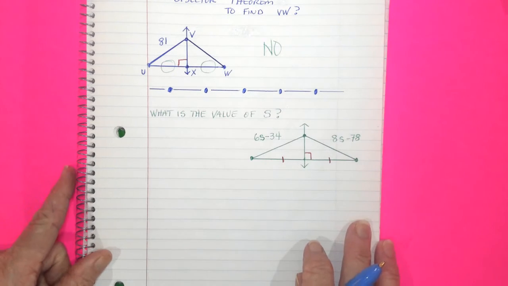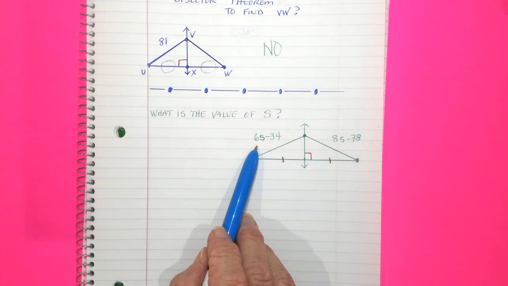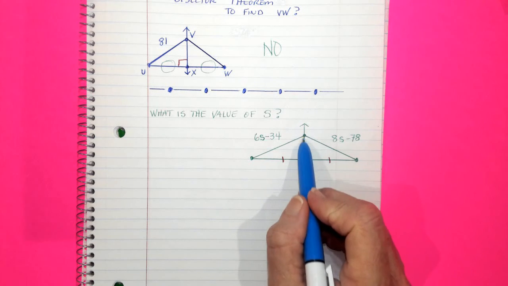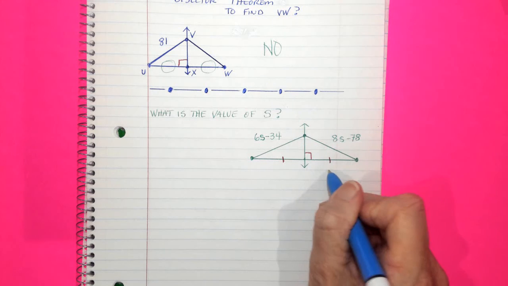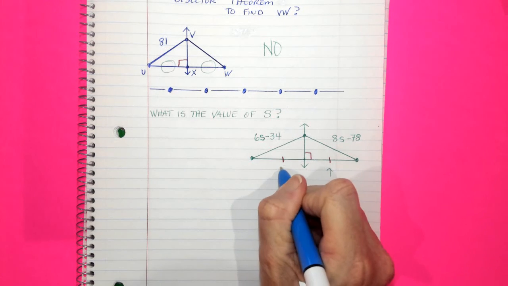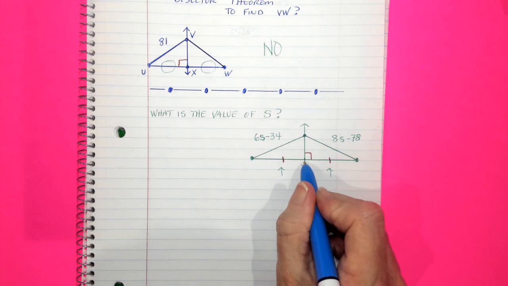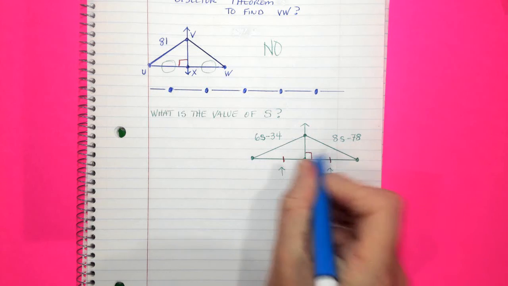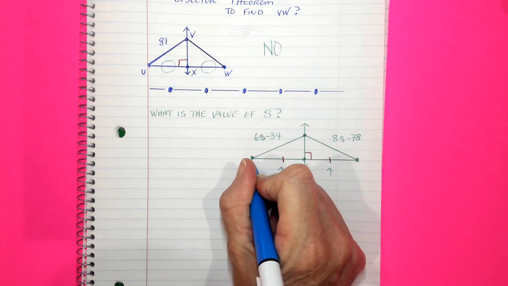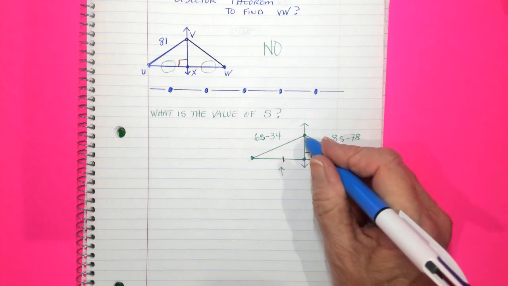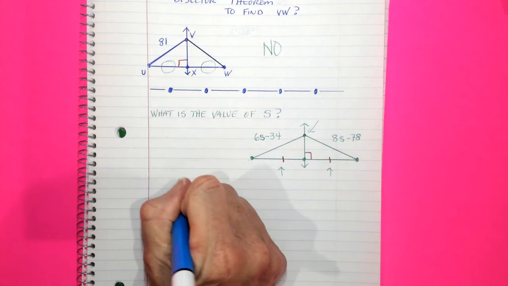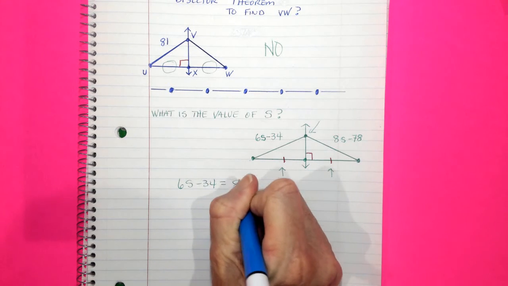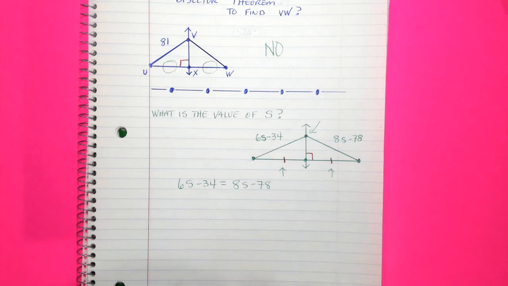The last problem here wants to know the value of s. So let's make sure we have a point and that it's on a perpendicular bisector. It definitely is on a perpendicular line. Oh look, this tick mark here and this tick mark here do indicate that the distance from the center to the right point is the exact same as the distance from the center to the left point. Therefore, that point here is on a perpendicular bisector, and we can say 6s minus 34 has to be the same length as 8s minus 78.